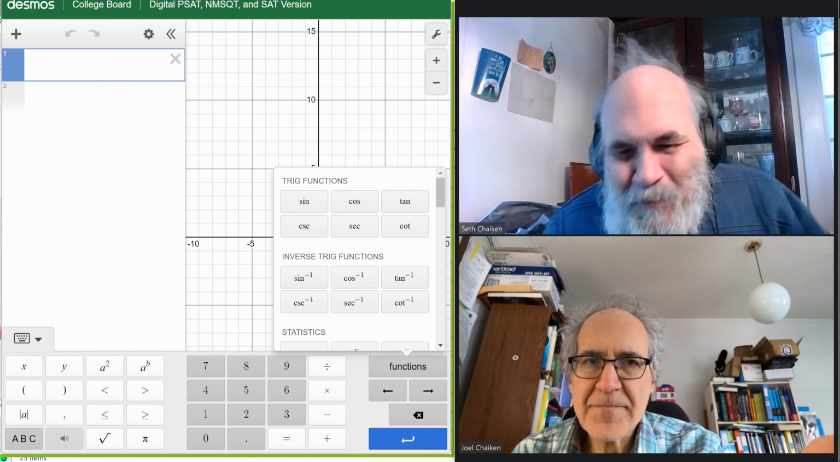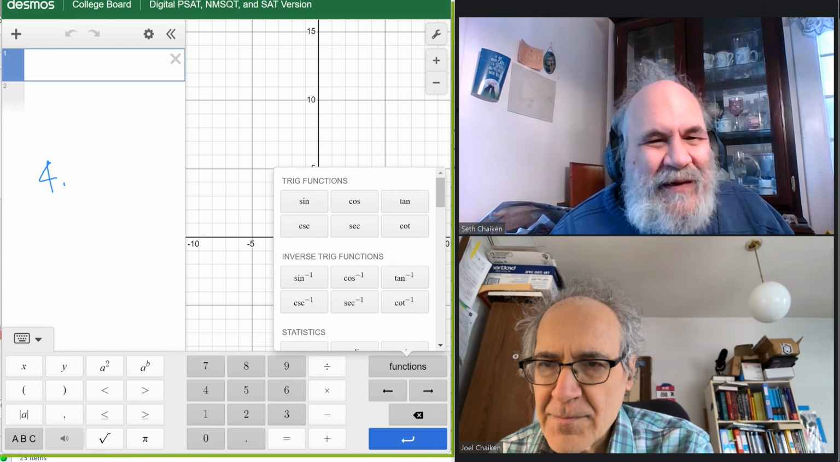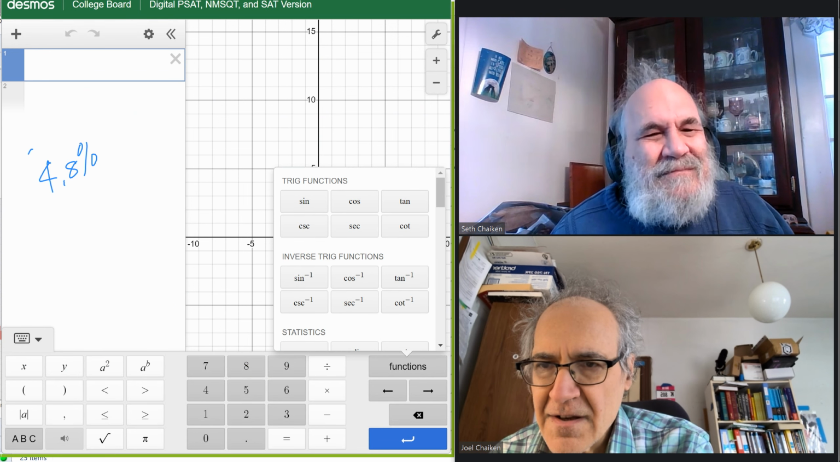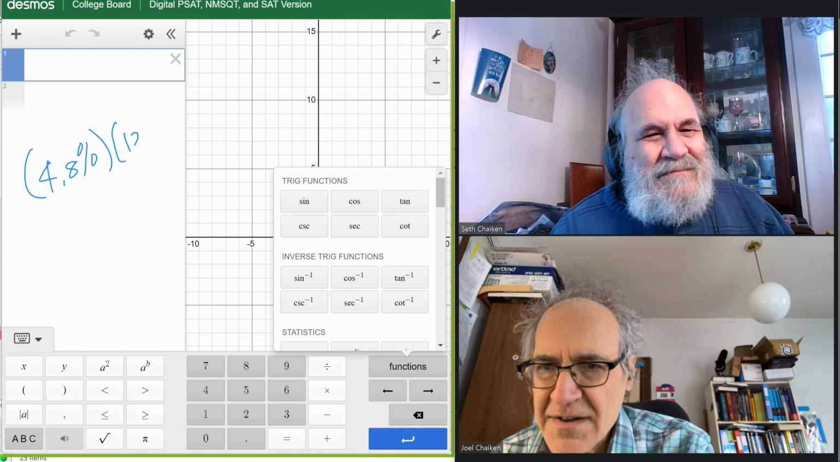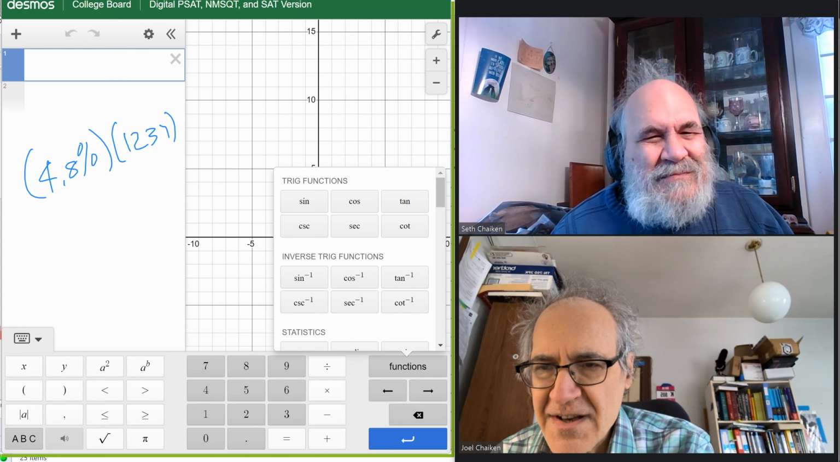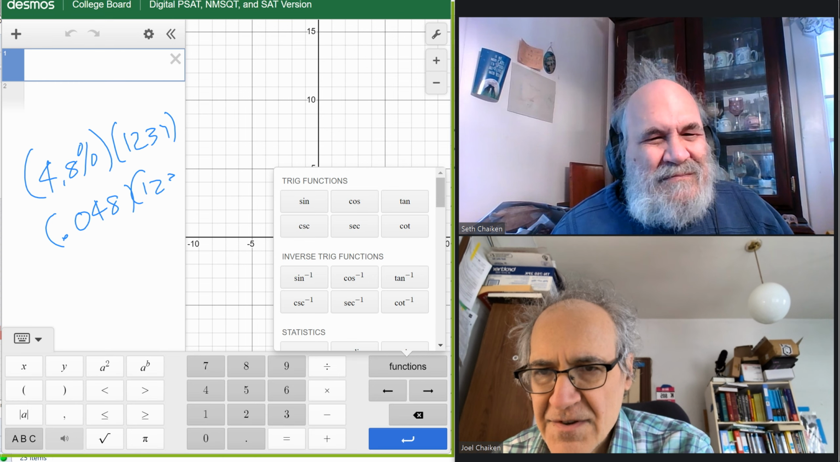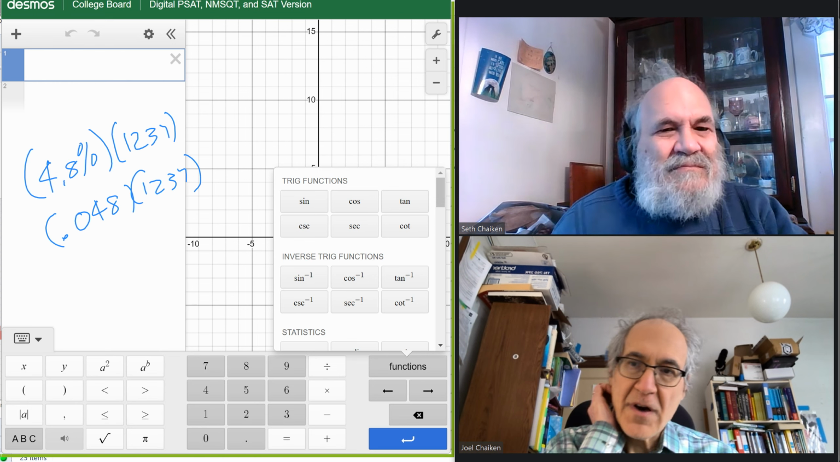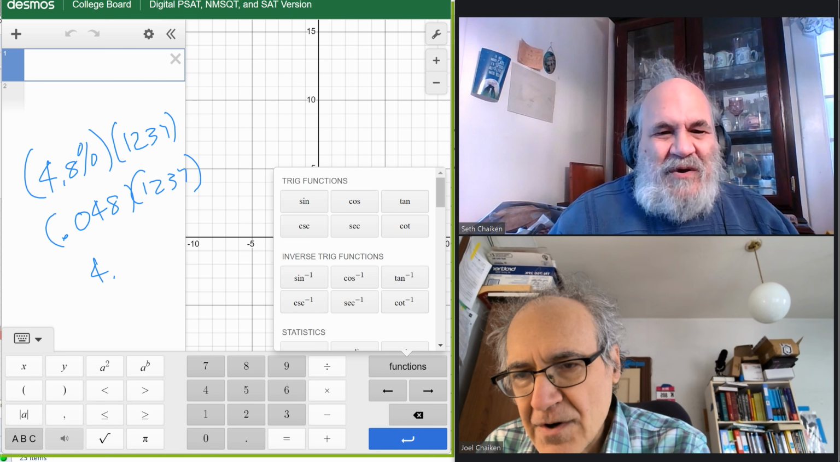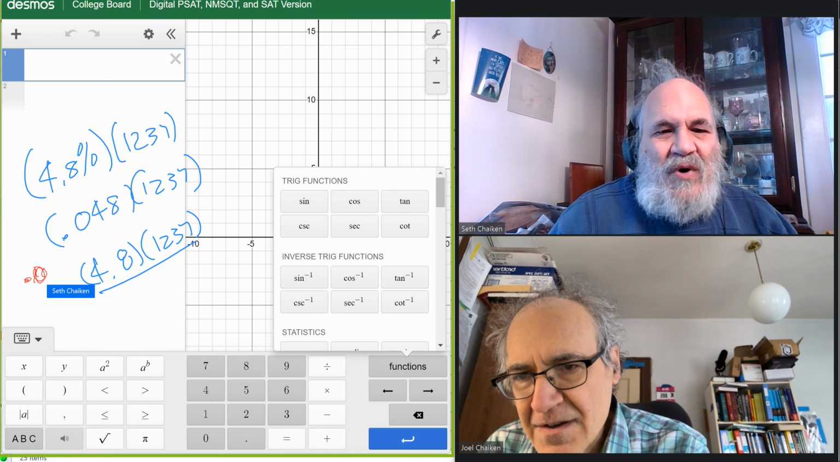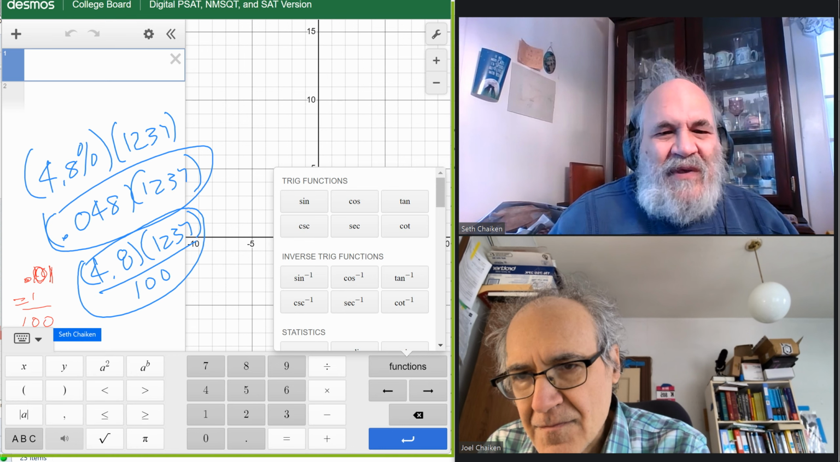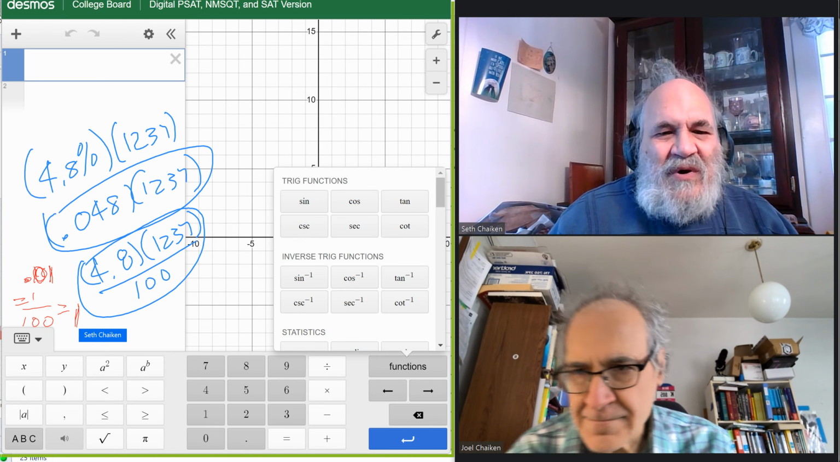To do it, it's 4.8% times whatever it was, 1237. So in order to do this, 4.8%, you can convert to a decimal, 0.048 times 1237. That's a good point, Seth. Or you do 4.8 times 1237 divided by 100, because 1 in 100 is the same thing as 1%.